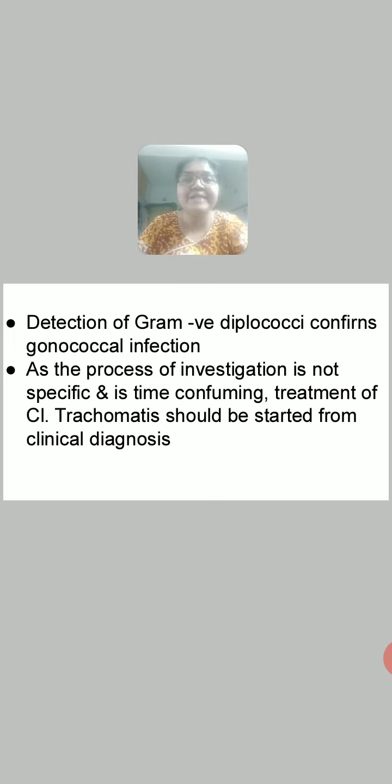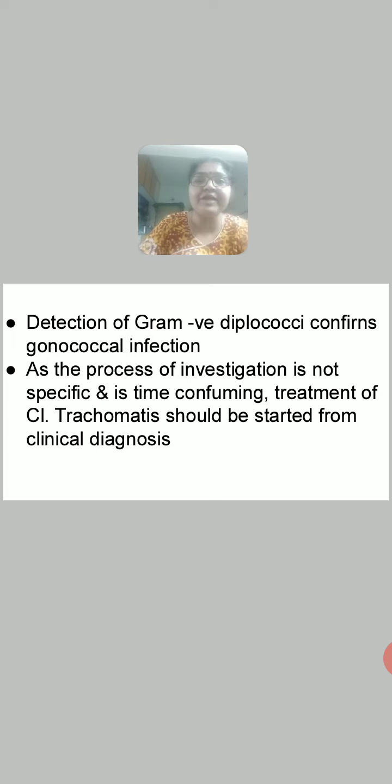Now, when you examine any of the previously mentioned samples, detection of the gram-negative diplococci confirms gonococcal infection. This means in the sample, if you find presence of the gram-negative gonococci, that means it is surely a case of the gonococcal infection. But the same way, the C. trachomatis cannot be detected that easily.